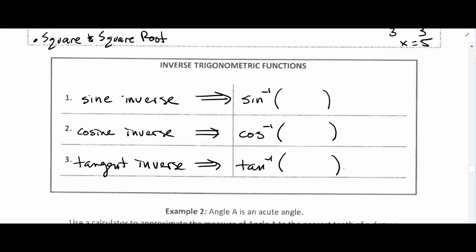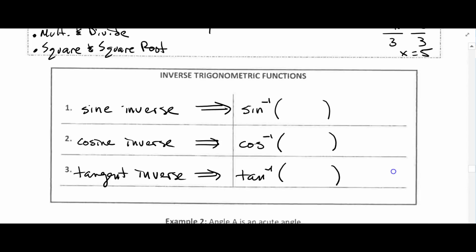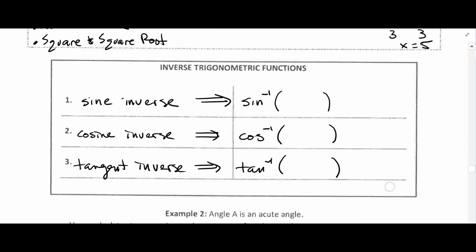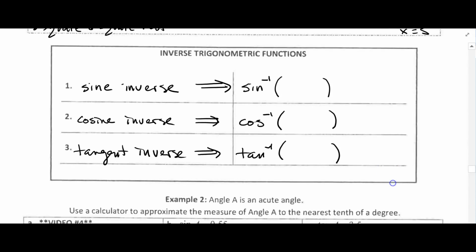And this is how we're going to undo or get rid of sines, cosines, and tangents to solve for angles. Alright, so I know this may seem a bit confusing right now, but just hang in there, and in the next couple of videos we'll go through some examples, and you'll see it's really not that complicated. So get help if you need it, and we'll see you in the next video.